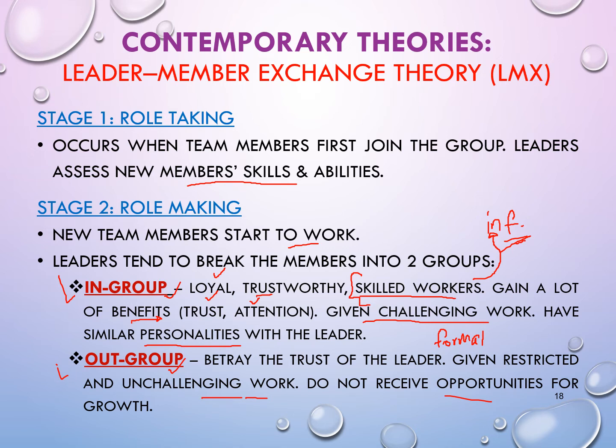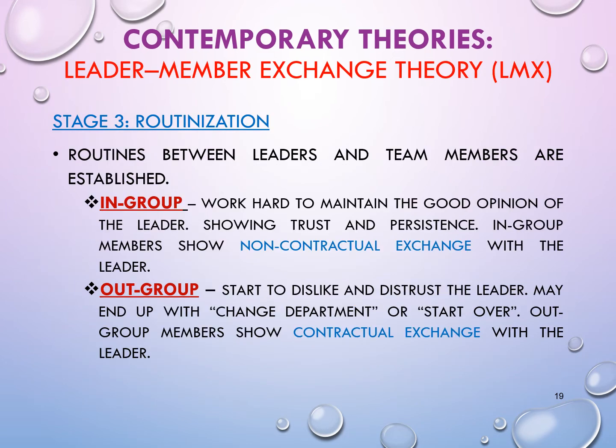Okay, when they talk to the leader, or when the leader communicates with them, they only communicate about the task. Compared to the in-group employees, who can talk and communicate about anything. That's why that relationship is called an informal relationship. Okay, and the last stage here is called routinization. It refers to the routines between the leader and team members being established.